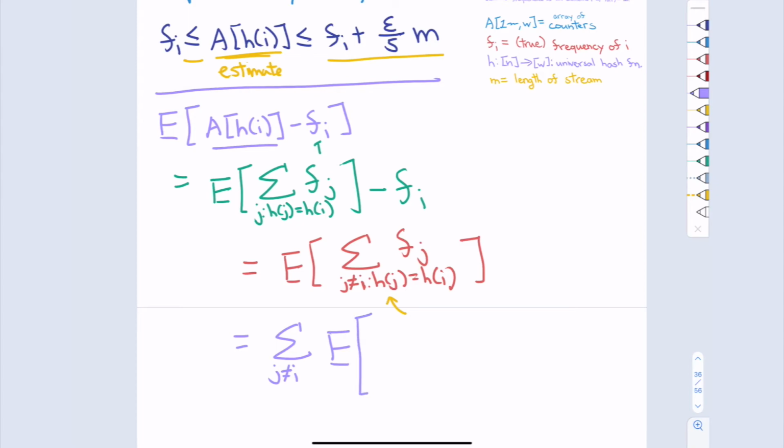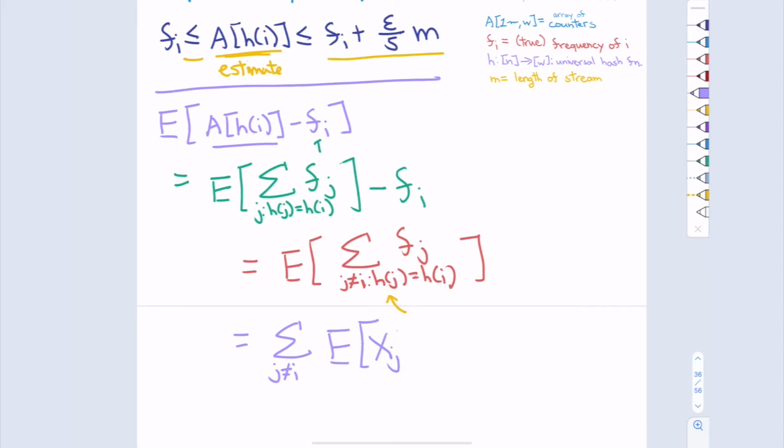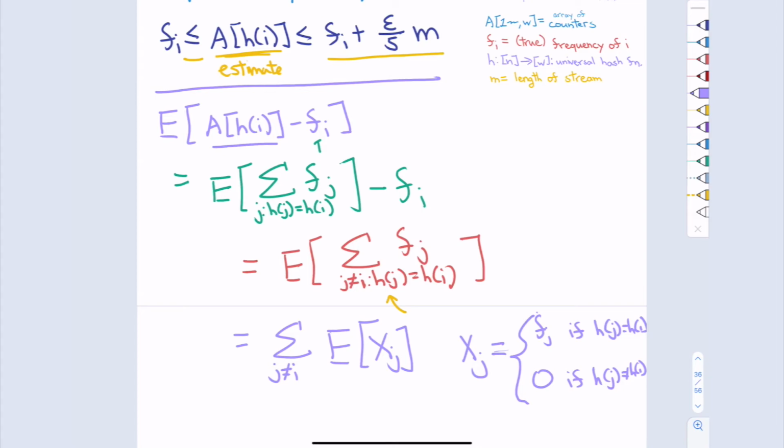I'll put it this way: Xj, where Xj is equal to fj if they collide, and 0 otherwise. So what did I do? I invented a random variable Xj, which will only count for fj if they collide, otherwise it'll count as 0. So I'm trying to bound the sum of Xj's over j's not equal to i, and that's what I really apply linearity of expectation to. That would have been an intermediate step.